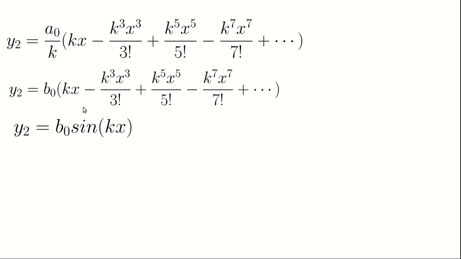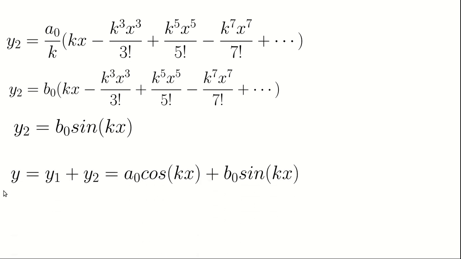So from this expression, we can now say we need to combine y1 and y2, which will give us the final solution. So y is equal to y1 plus y2. Remember, y1 is a cos kx and y2 is b sin kx, and this is the final solution for the series solution.